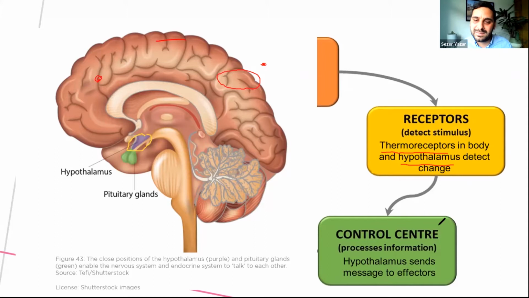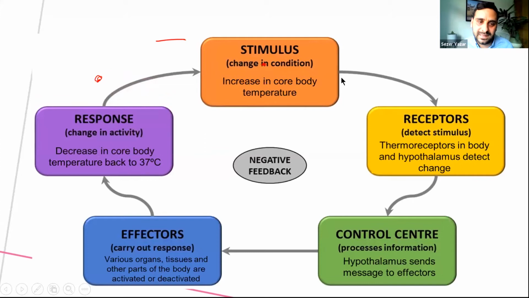So the hypothalamus acts as what we call the control center of the body, and in this case, the control center for thermoregulation. The hypothalamus is really important in initiating different responses within the body to control temperature. It sends messages to various what we call effectors in the body. These effectors can be various organs, things such as sweat glands or skeletal muscle. So different organs, tissues, and other parts of the body are activated by messages coming from the hypothalamus.